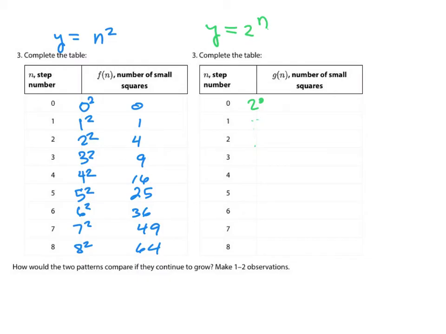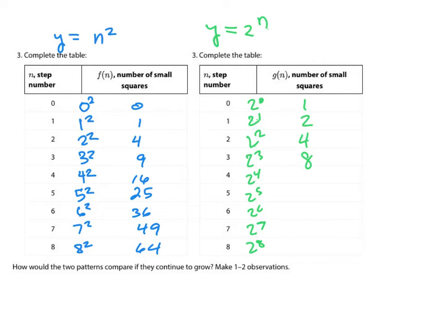2 to the 0, 2 to the 1, 2 to the 2, 2 to the 3, 2 to the 4, etc. You can tell my brain has a hard time switching between exponential and quadratic. I just did it again. 2 to the 8th power. Anything raised to the 0 power is 1. 2 to the 3rd power is 8.